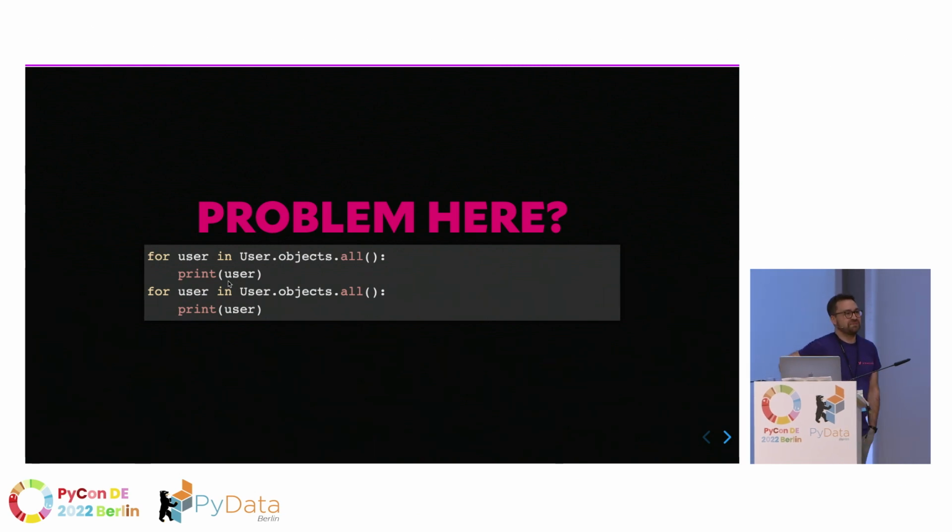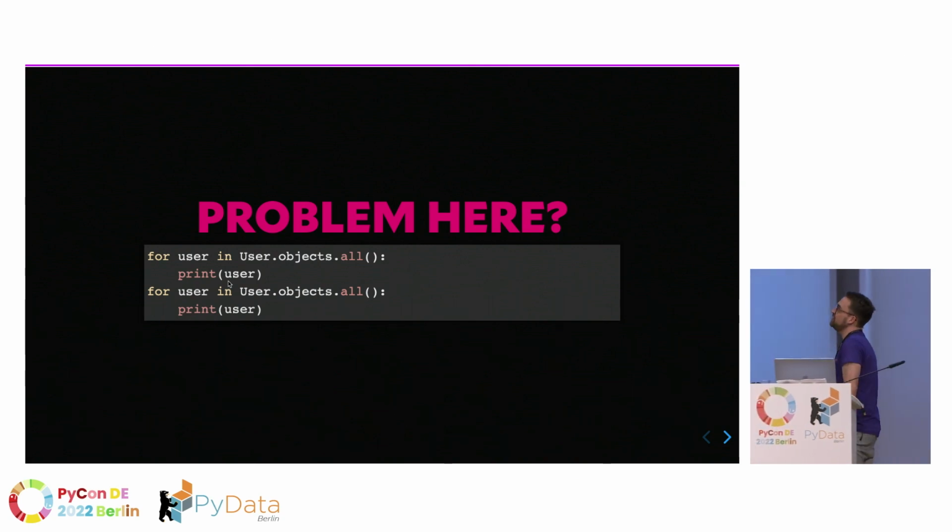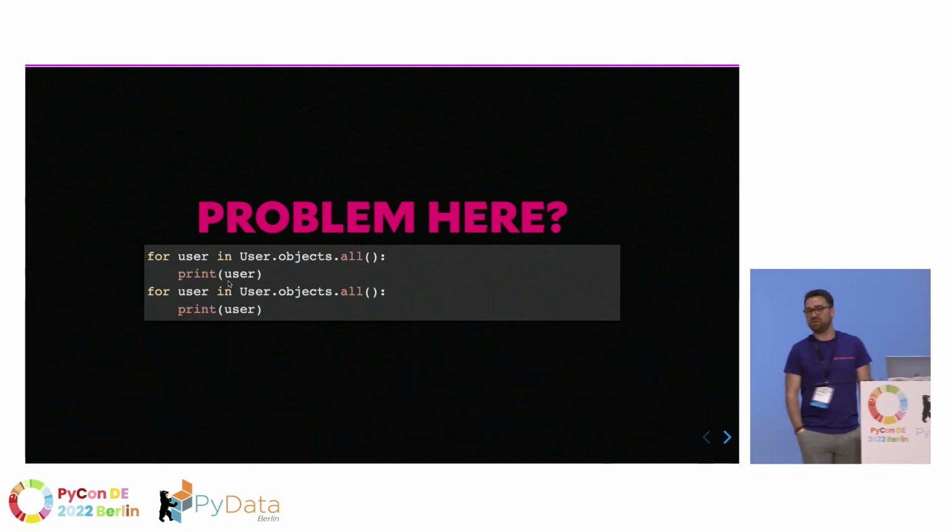What's the problem here? If for whatever reasons you need two for loops, what can happen?